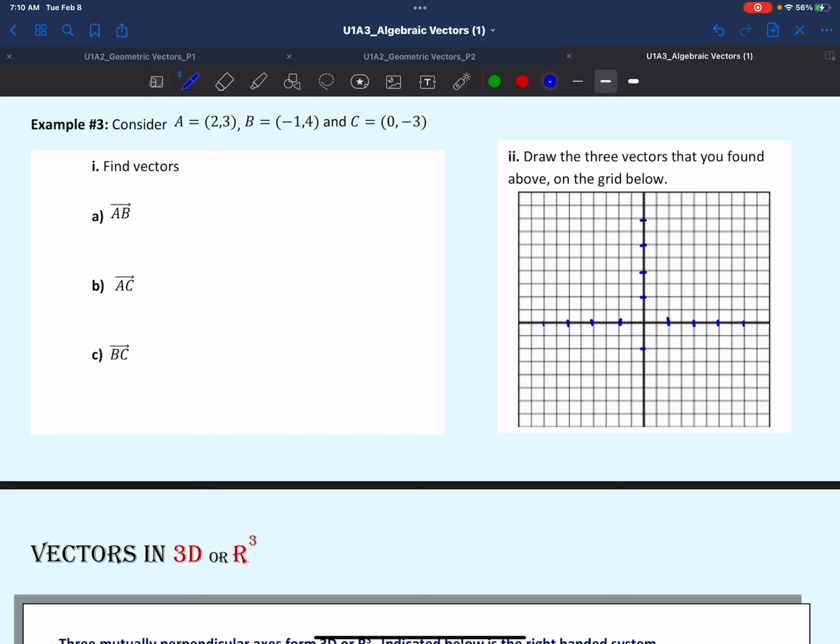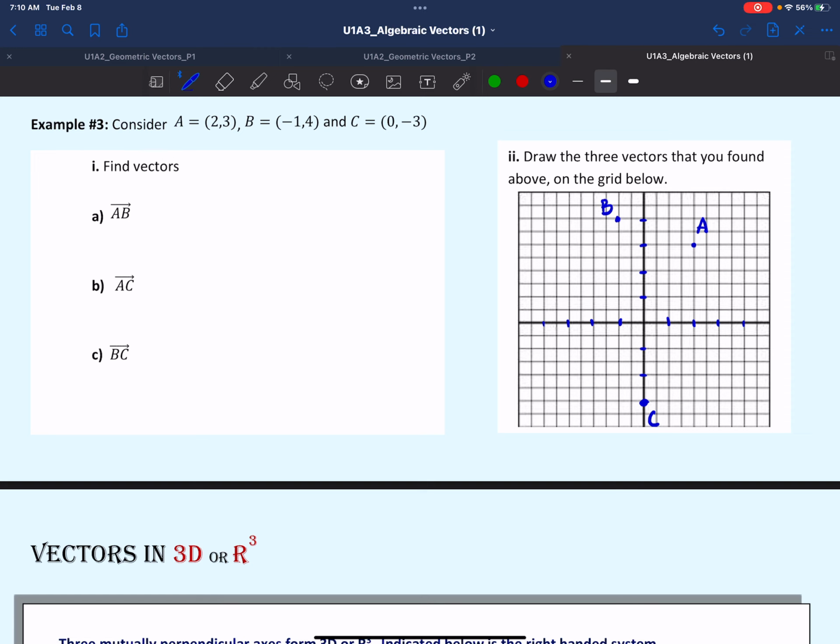Okay, and x equals 2, y equals 3 will be point A right here. Point B is -1, 4, x equals -1 and y equals 4. Sorry, here. And last, we have 0 and -3. So x equals 0, y equals -3. So that would be point C.